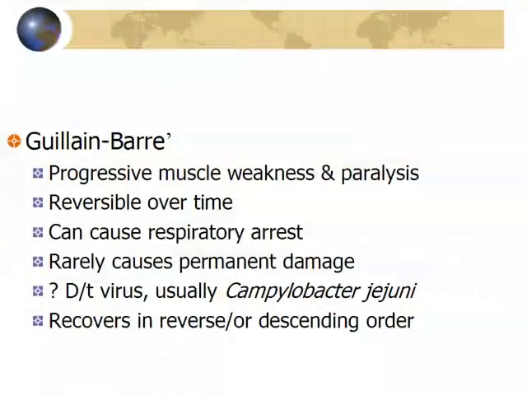Guillain-Barré is a progressive muscle weakness and paralysis. It is reversible. It starts at the toes and works its way up, and it can go all the way up to involve the total body, or it can stop part way. Nobody knows what does that. It is reversible over time and tends to have no permanent damage, depending upon how long the paralysis or the weakness lasts.